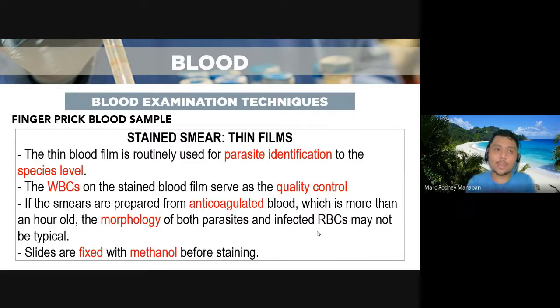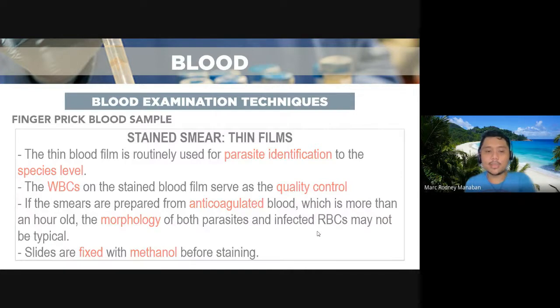And this time for thin films, the slides should be fixed with methanol, most of the time methanol, because again we want to preserve the RBCs and the morphology of the parasites. Okay, all right. Again, confirmatory purposes, parasite identification up to the species level. So here's an example of your thin film.